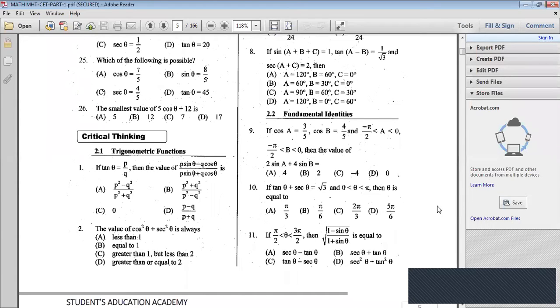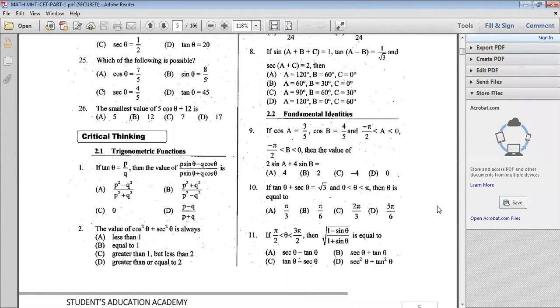Cos A is given as 3 by 5, cos B is given as 4 by 5. Then minus pi by 2 less than A comma B less than 0. A and B both lie between minus pi by 2 and 0. Then what is the value of 2 sine A plus 4 sine B? We have to find it.